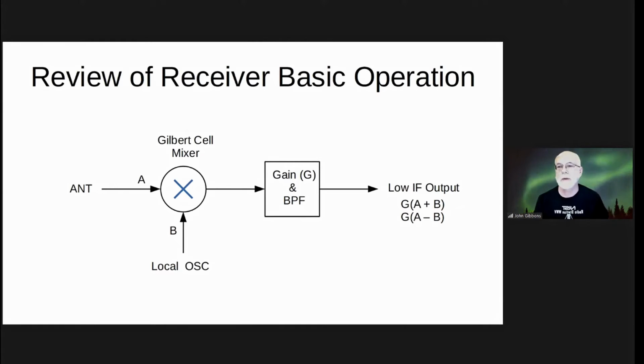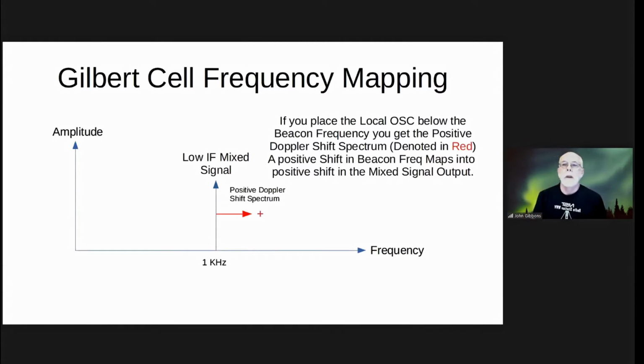So it's really just a low IF stage mixer. There's not really upper sideband or lower sideband components to this because we have a carrier. Basically, the way the Gilbert cell works is if you place your local oscillator below the beacon frequency, which in this case would be WWV, for example, 5 megahertz, you get the Doppler shift spectrum showing up right here.